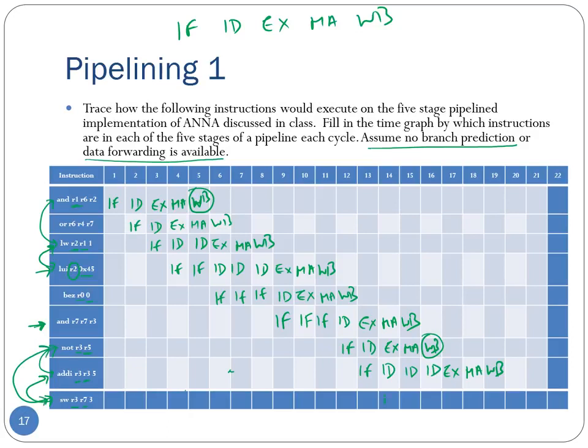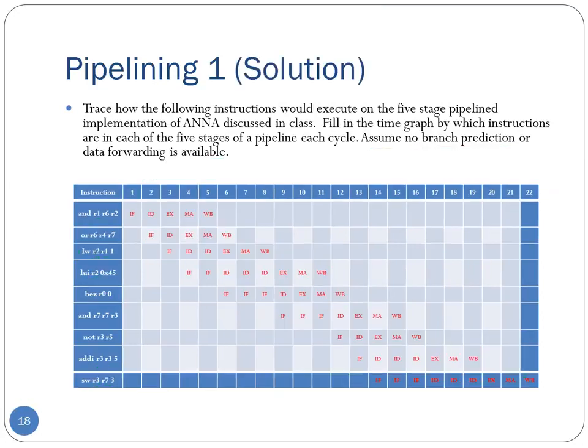So let's see how this goes. This will fetch here in cycle 14, then it cannot move into decode yet because the decode is busy, so it remains in fetch until cycle 16, then it moves on to decode. But at this point the write back of NOT has already passed, so that is not a problem. However, we still have to wait for the write back of the ADD to finish. So this is going to be held in the decode unit until cycle 19, and then it can move on to execute, memory access, and write back. The solution for the problem is also given over here.